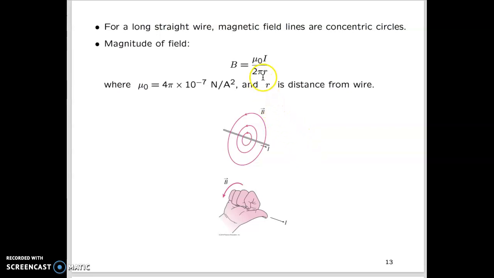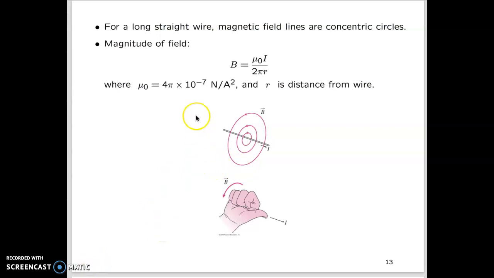And it turns out that the magnitude of the magnetic field is proportional to the current I. And we have a constant here, mu naught, 4 pi times 10 to the minus 7. This is called the magnetic permeability of free space. You don't need to remember that, but all you need to know is it is one of the constants of nature. And the magnetic field is also inversely proportional to the distance r away from the wire. For these magnetic field lines, which are circles, r would also be the radius of the circle.